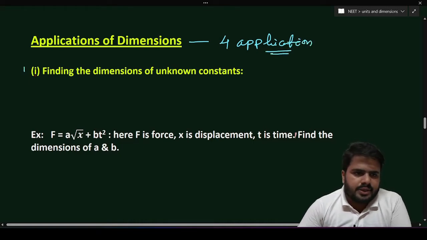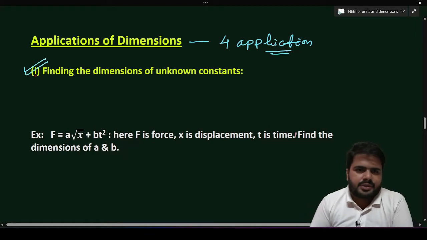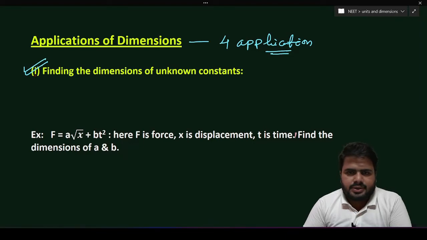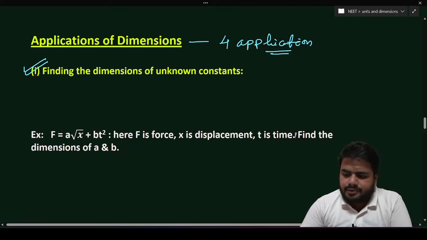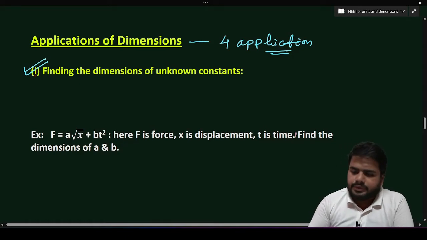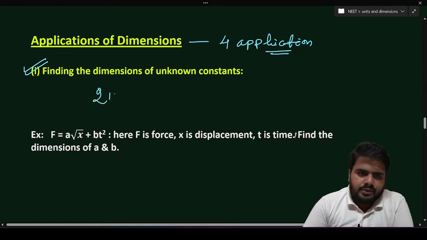Here is the first application about which we'll discuss right now: finding the dimension of unknown constants. All of you see here how to find the dimension of unknown constants. Suppose I add two parameters like 2 kg and 5 kg. The answer we are going to get is 7 kg.